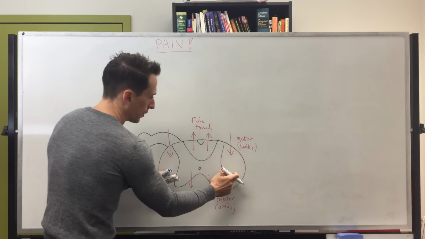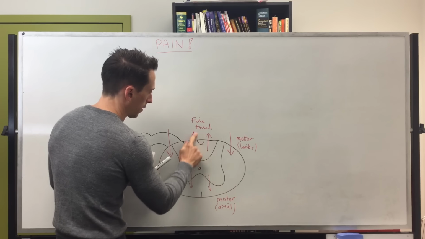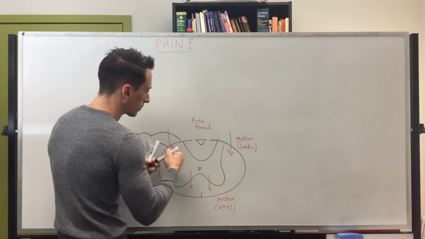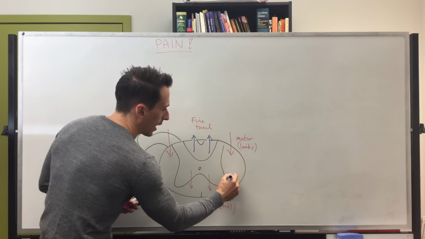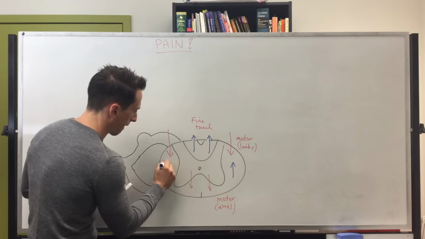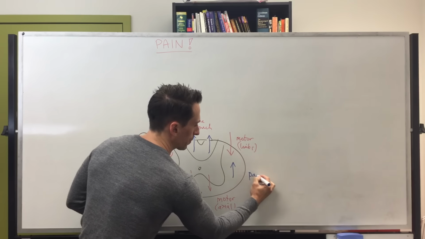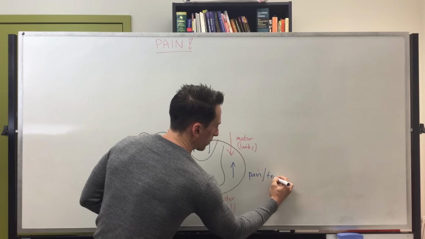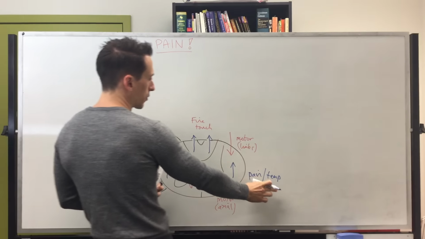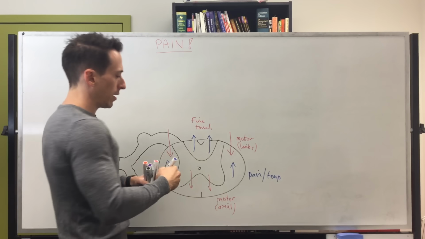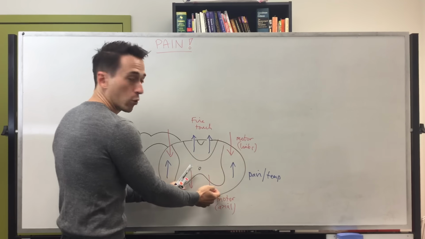And then here you're going to have, I should change the color, I think. Ascending will be in blue, descending will be in red, and you've got ascending pathways here. And this is for pain and temperature. This is called the spinothalamic tract, and that's what we're going to focus on. So we're not going to talk about any of these descending motor pathways, so we're not going to talk about what's happening up here or down here.